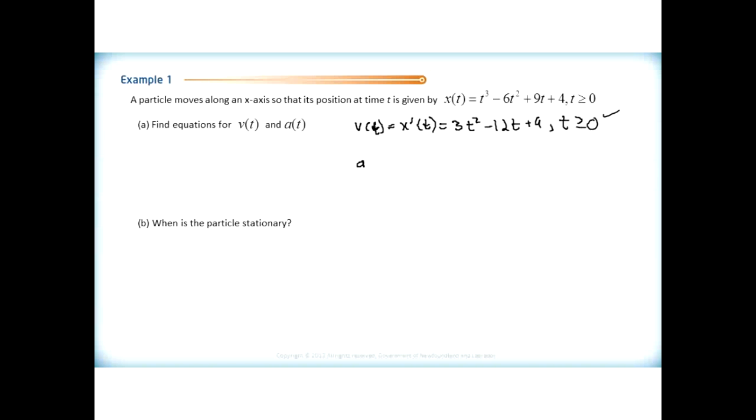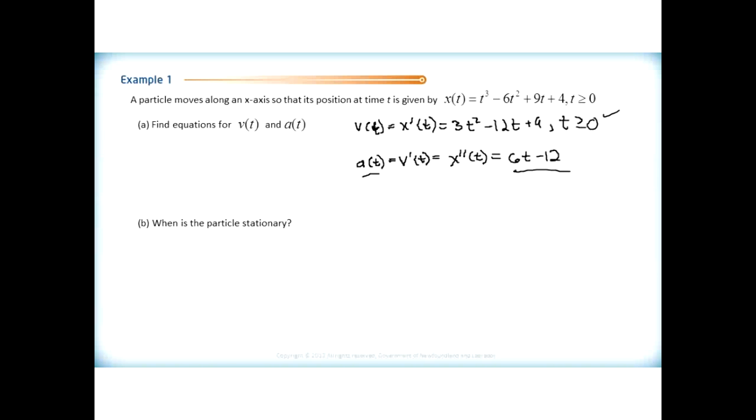To get acceleration at time t, we know that that's the rate of change of your velocity. And the rate of change of our velocity is the second derivative of our position function. So using the power rule again, I'll have 6t minus 12. So not much to that. Acceleration is just a linear function, 6t minus 12. Then we have to answer another question that says, when is the particle stationary? Stationary means stopped or not moving.